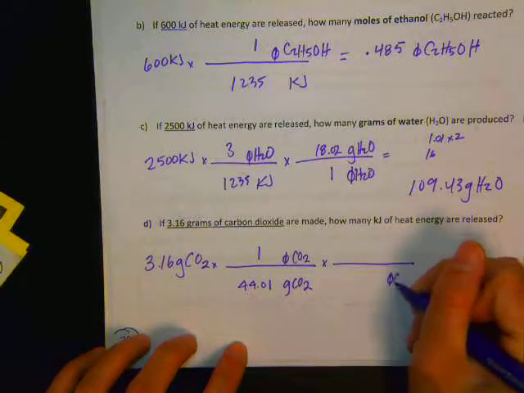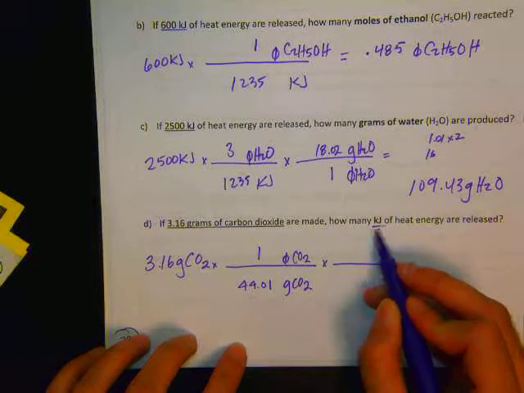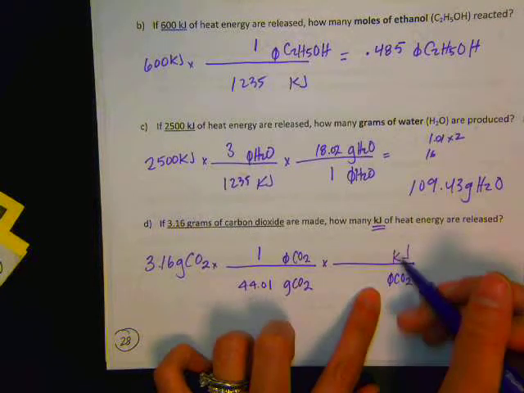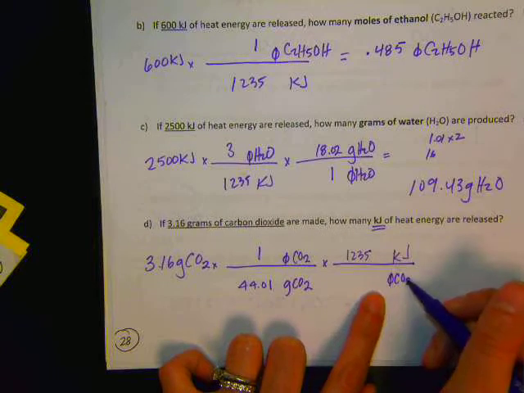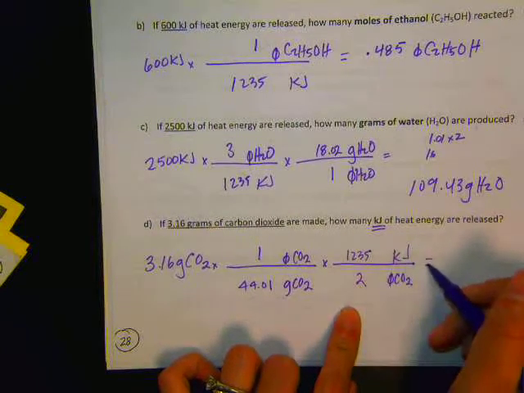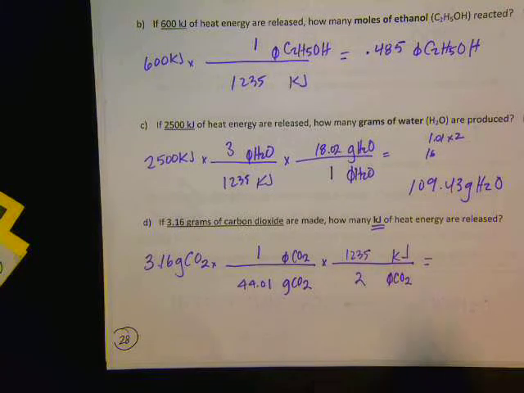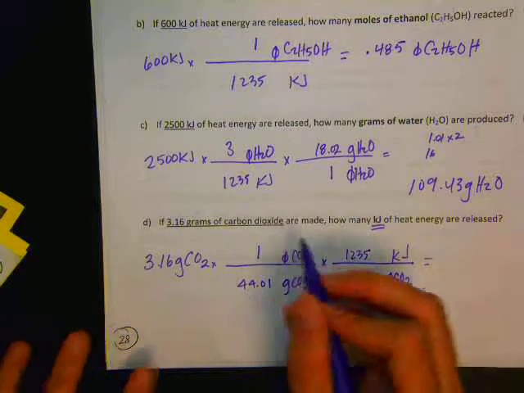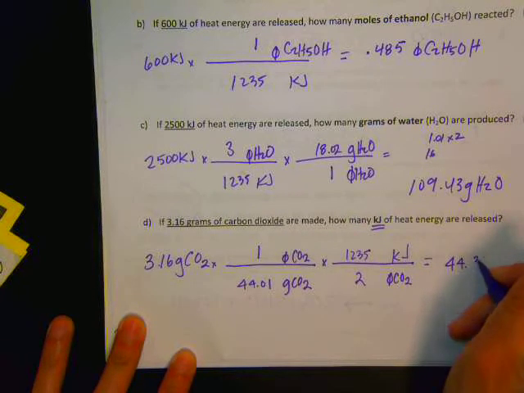So now I go moles of CO2 to, where do I want to go? Kilojoules. Can I do that? Yes, I can. So what numbers do I put? The kilojoule is 1,235. And then how many moles of CO2? 2. So I do 3.16 times 1 times 1,235 divided by 44.01 times 2. All right, and that gives us 44.33 kilojoules.